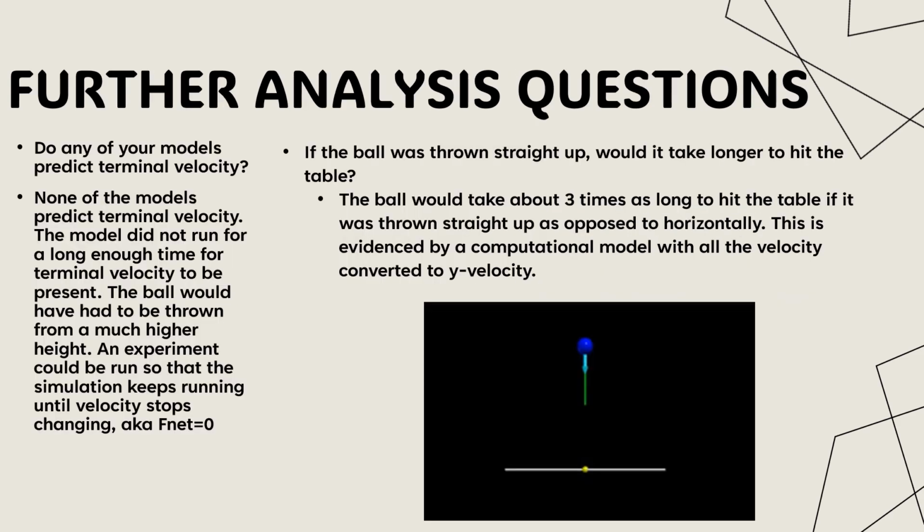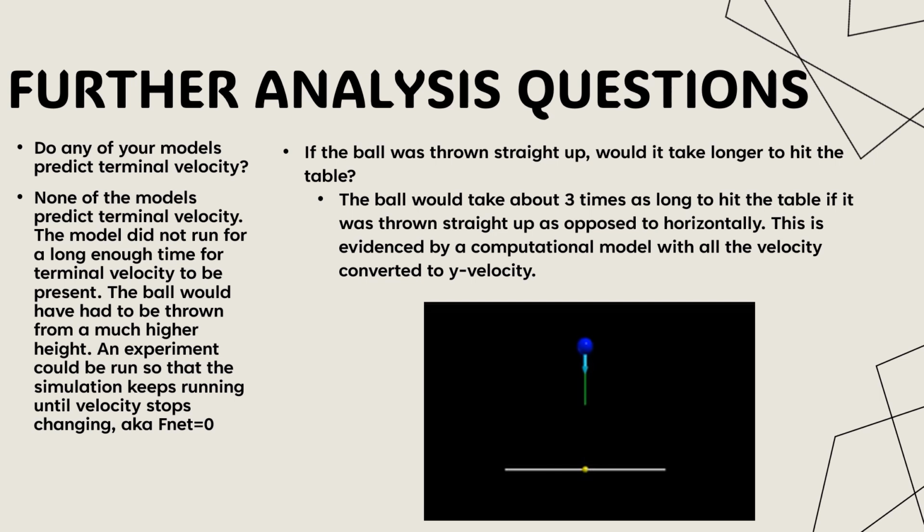Further analysis questions. Do any of your models predict terminal velocity? None of the models predict terminal velocity. The model did not run for a long enough time for terminal velocity to be present. The ball would have had to be thrown from a much higher height. An experiment could be run so that the simulation keeps running until velocity stops changing, aka F net equals 0.